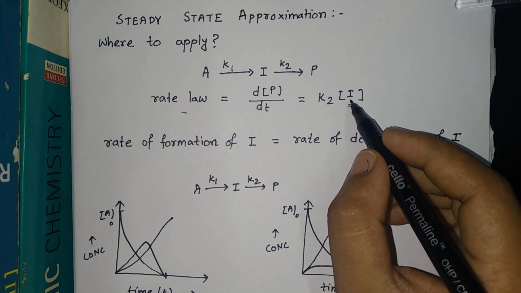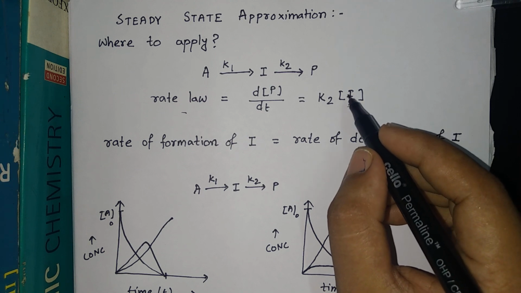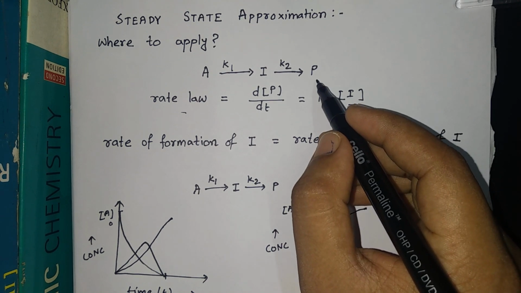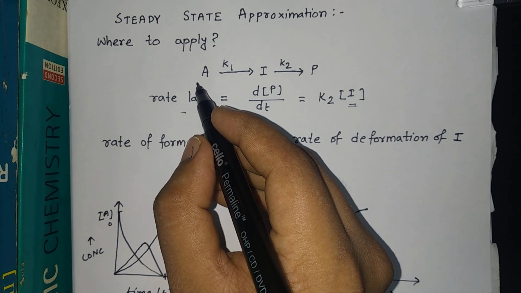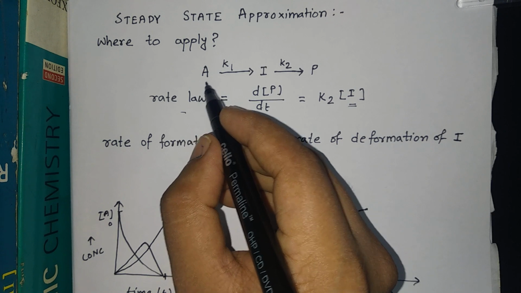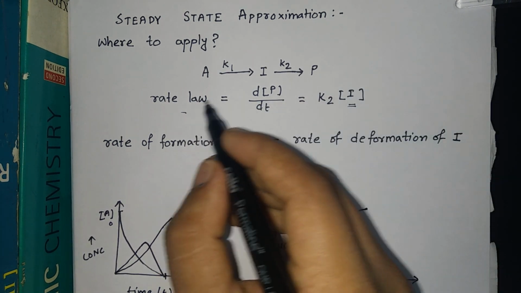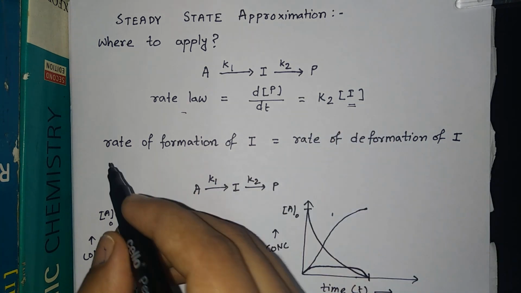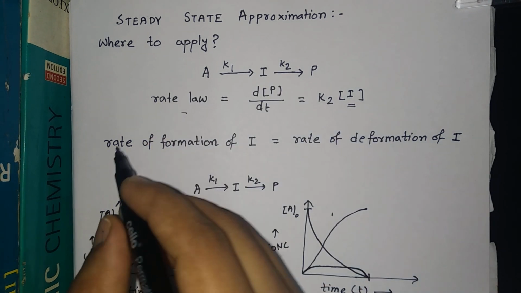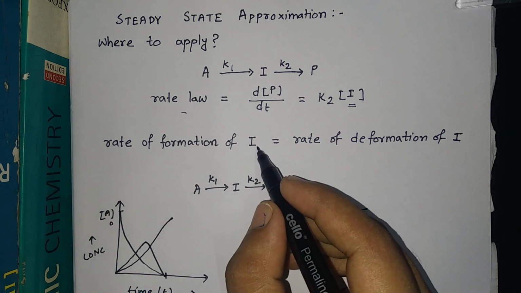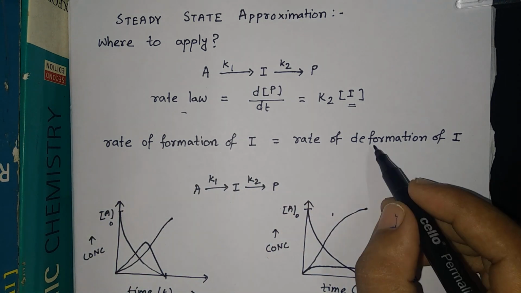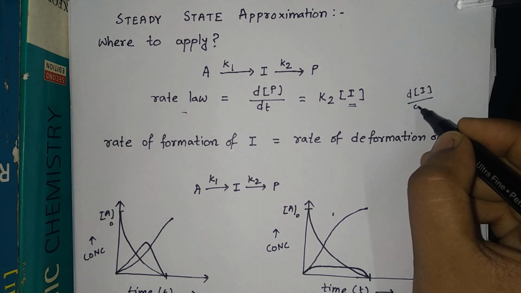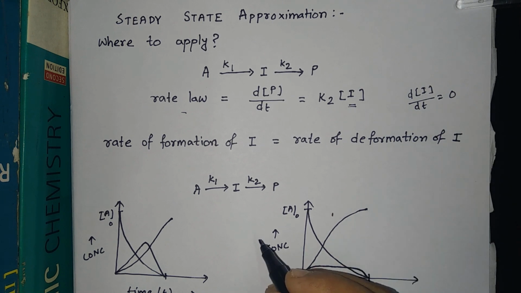So we have to replace the concentration of the intermediate in terms of the concentration of the reactant or the product, because we can determine the concentration of the reactant and the product throughout the reaction. So guys, how to do that? For this, the scientists made an approximation, named the steady state approximation, which says that the rate of formation of the intermediate is equal to the rate of decomposition of the intermediate. That means the concentration change of the intermediate throughout the reaction is actually 0.